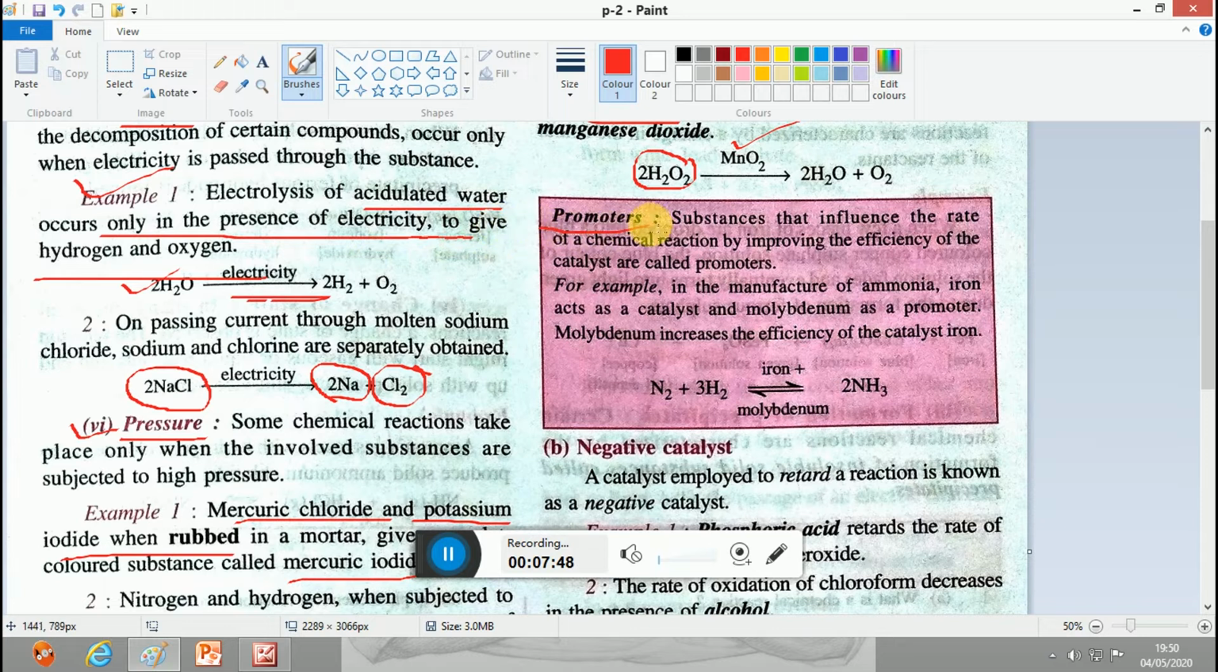Sometimes promoters are used. Promoters are substances that influence the rate of chemical reactions by improving the efficiency of the catalyst. Promoters have some direct influence on the catalyst, not on the substances. In the manufacture of ammonia, iron acts as a catalyst, but molybdenum acts as a promoter. This molybdenum increases the efficiency of iron to produce ammonia gas.